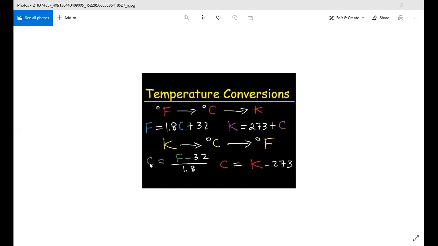Then to get degrees Celsius, it is Fahrenheit minus 32 divided by 1.8. Okay? So the same thing, to get Celsius is Kelvin minus 273 degrees. So that is how to convert, okay?